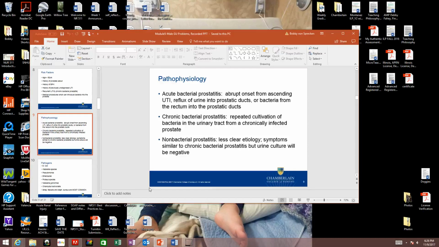chronically infected prostate. The pathophysiology of non-bacterial prostatitis is less clear. Although the complaints and physical exam of non-bacterial prostatitis are similar to those associated with chronic bacterial prostatitis, the urine culture will be negative in non-bacterial prostatitis, hence the name.